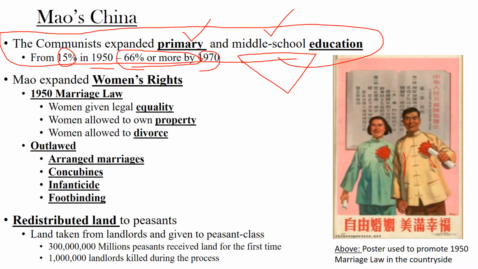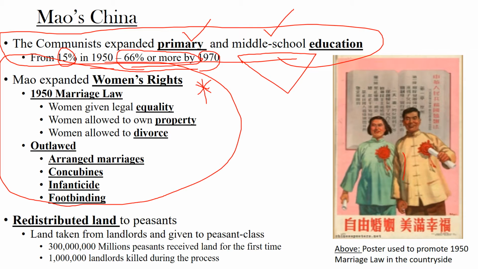One thing Mao did that's definitely good, he expanded women's rights. Women's rights in China were essentially non-existent, right? Under the Qing dynasty, they're still following this old Confucian idea that women are, in terms of family status, in terms of even social status, very, very low. And so Mao says, no, they're comrades. Right? They're kind of our equals here.